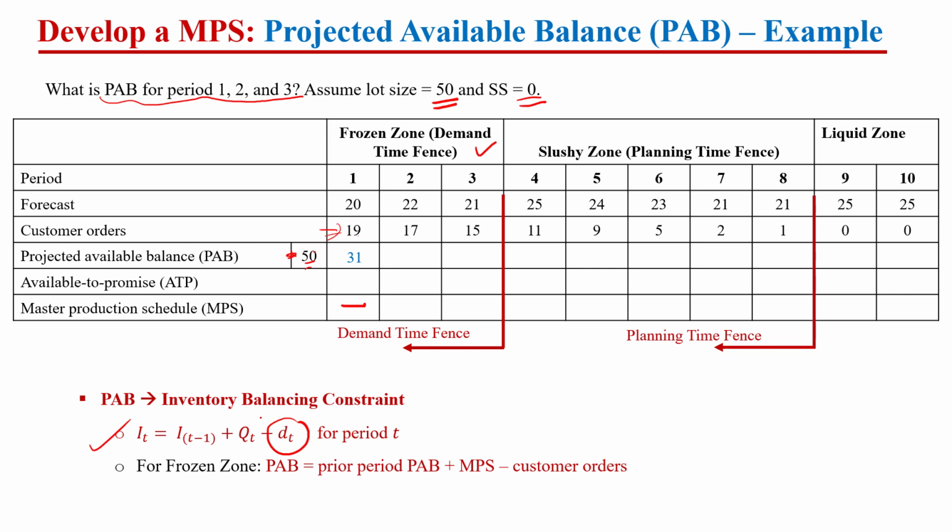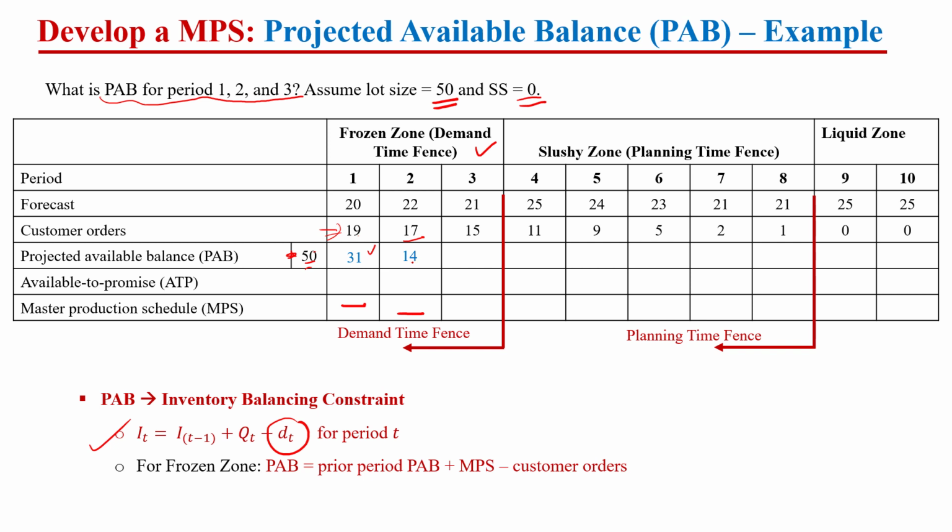Okay, so that means Q_t for the first time period is going to be 0. And again, I can meet this demand with the available balance. So 31 minus 17 is going to be 14. Again, this Q_t is going to be 0.